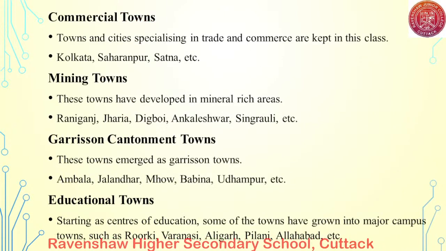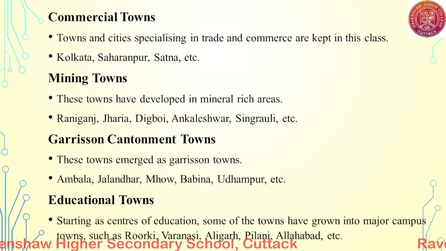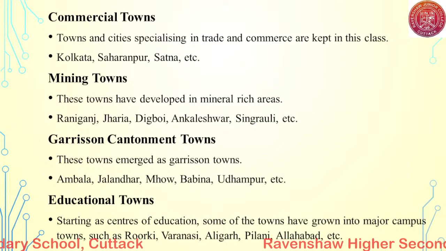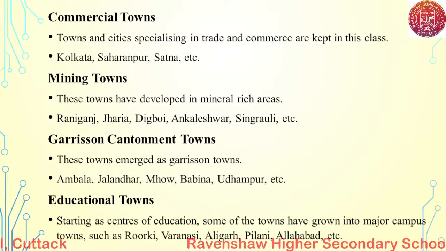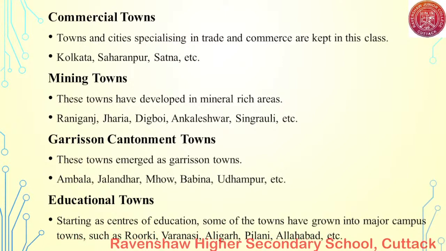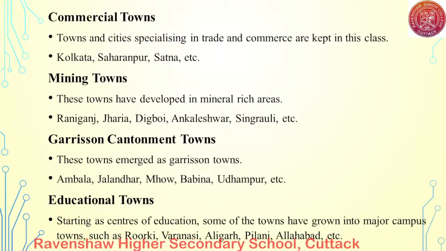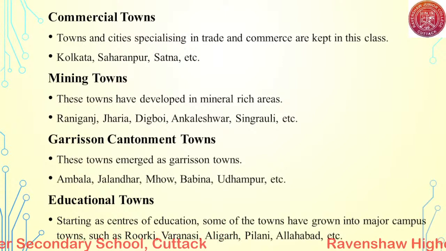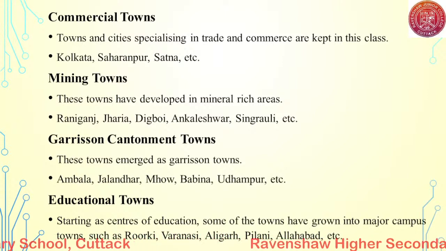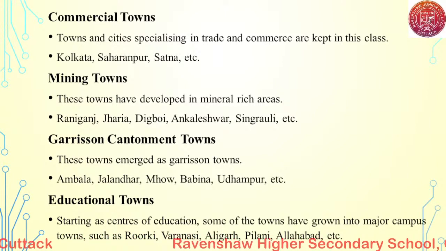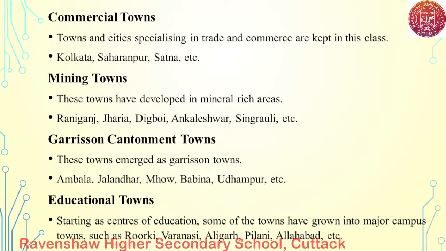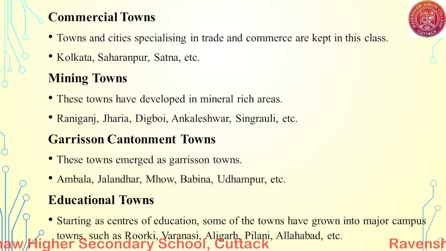Then commercial towns, and sometimes the towns are specialized in some activities like trade and commerce. And when trade and commerce is the dominant function of those towns, then they are commercial towns. For example, Kolkata, Satna, Saharanpur, these are the examples of the commercial towns so far as the Indian urban settlement is concerned.